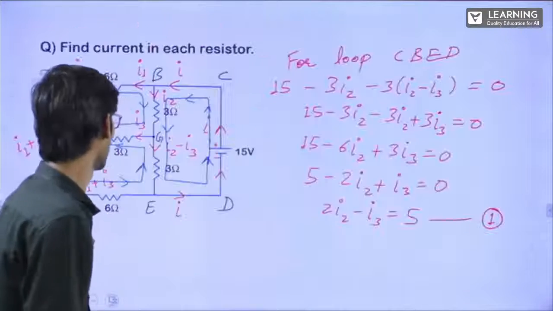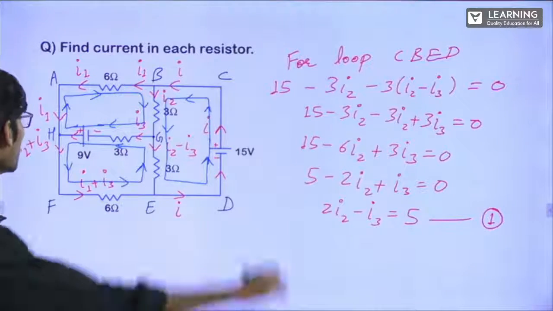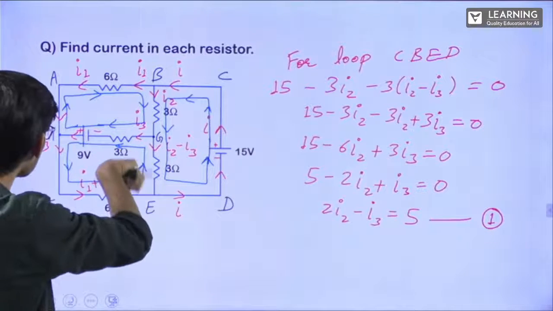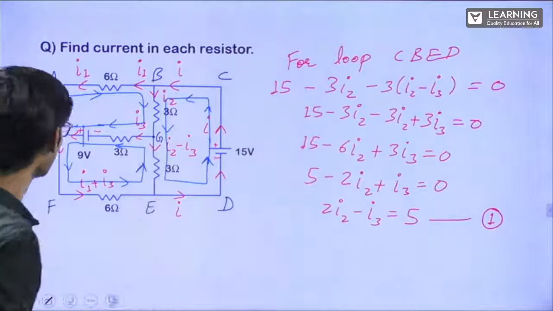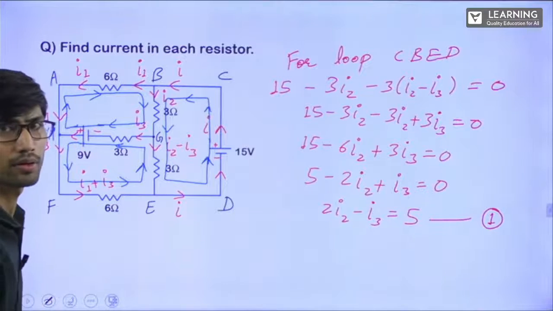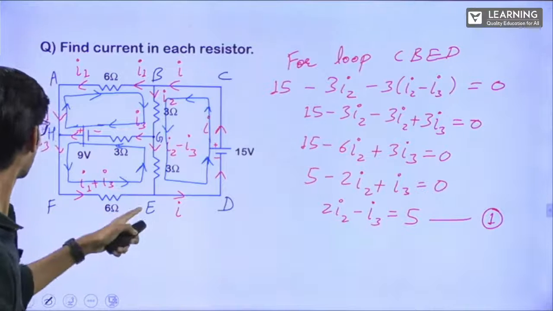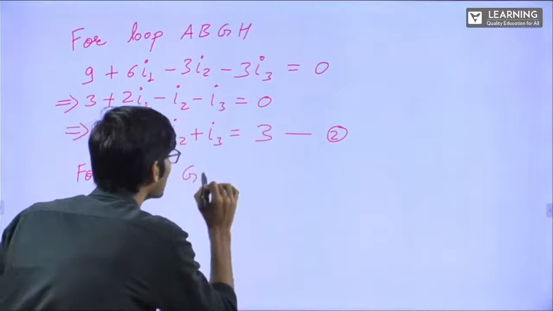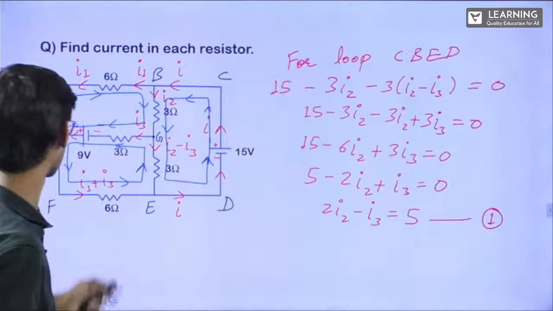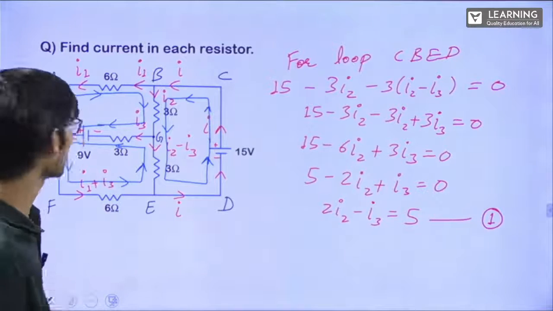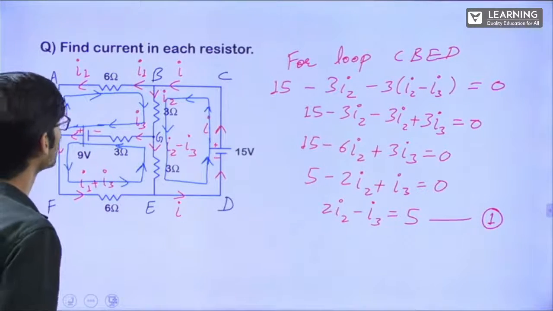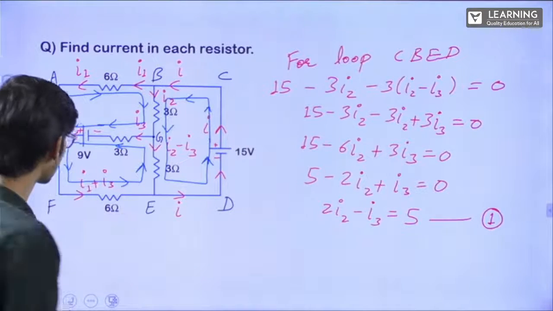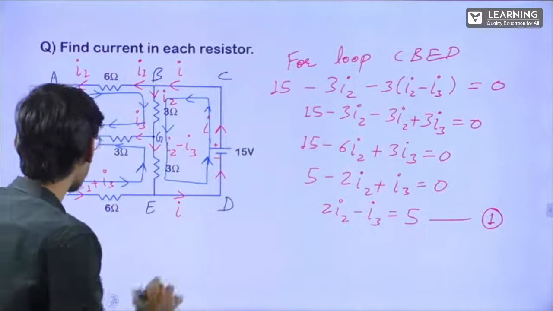Third equation will be from this loop. Now see, this is the direction I have taken, right? This direction means I can write it as HFEG or GHFE. Okay, for loop GHFE. For this loop, again, this is negative to positive, so it will be 9. Then from here, in the same direction of current, that is a minus sign, minus 6, and the current is I1 plus I3.